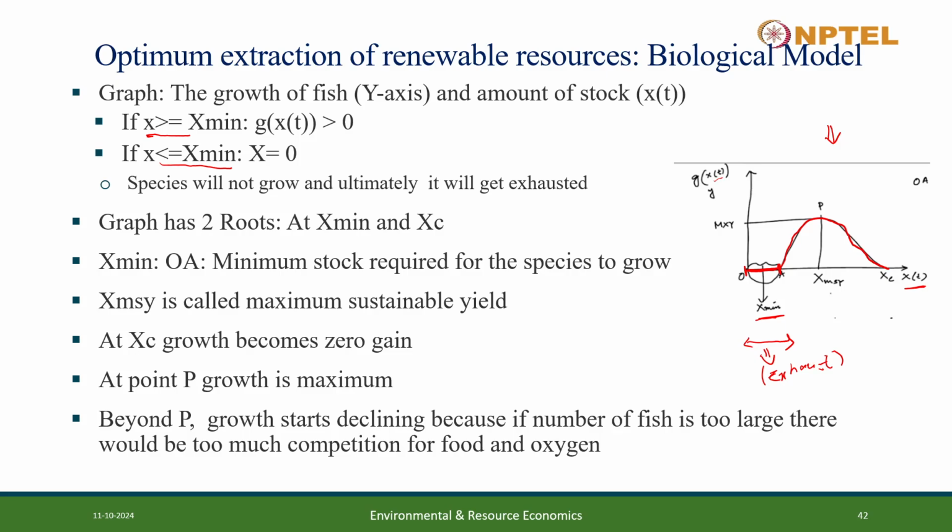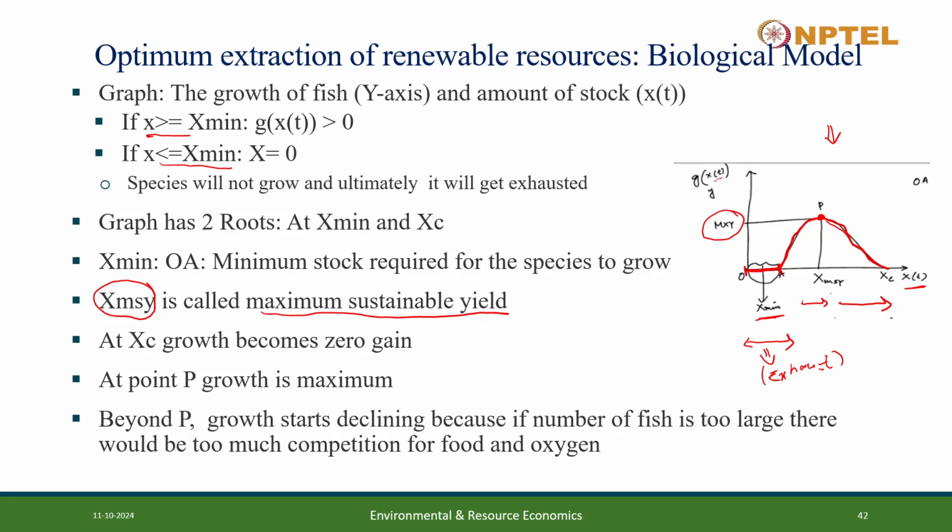After that, with increase in stock of fish, the growth of fish will increase till point P. At this point, maximum growth is represented, and this maximum growth is shown at the point where the stock is x_msy. This is called maximum sustainable yield, MSY. So here we get the maximum sustainable yield. After the maximum sustainable yield, with increase in the stock of fish, the growth of fish reduces. So this whole curve is for the case when there is no human intervention at all. Even then, the growth will decrease.